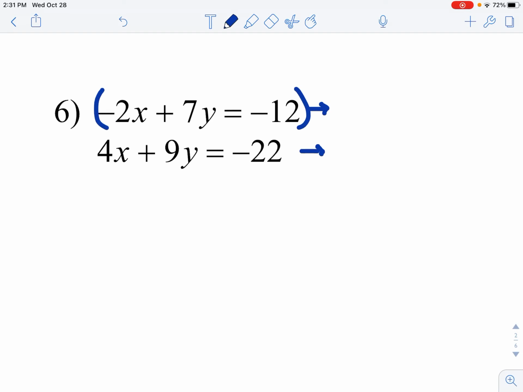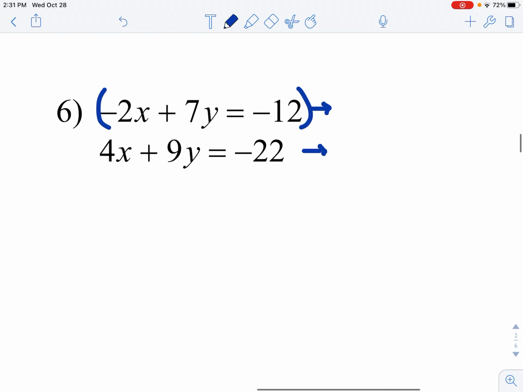So we need to multiply this equation by something. So what can you multiply negative 2 by to make it a negative 4? You can multiply it by 2. If you distribute 2 times negative 2, that's going to give you negative 4x.